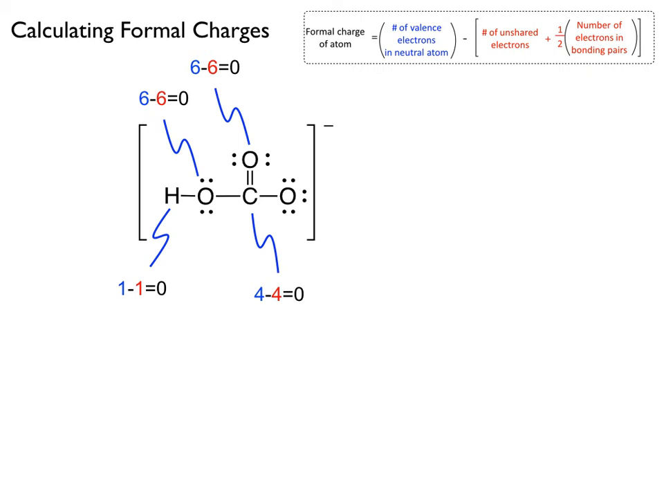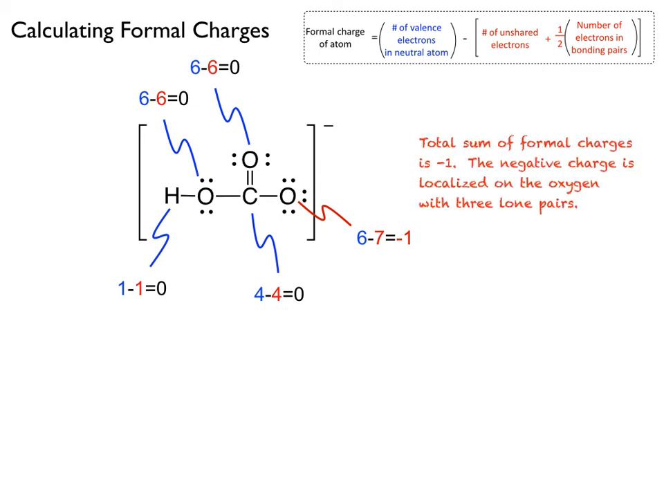That leaves us with our oxygen on the right, and in this case we have 3 lone pairs of electrons, or 6 electrons in lone pairs, and 1 electron from the covalent bond. So in this case we have 6 minus 7 equals -1. This oxygen has a formal charge of -1.